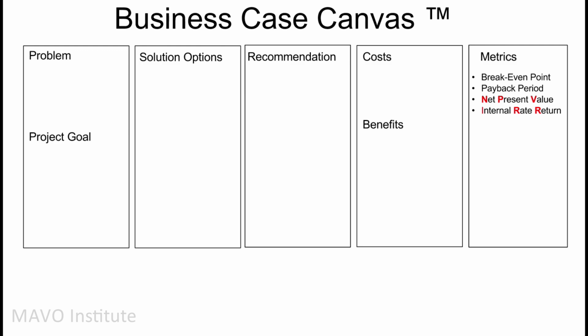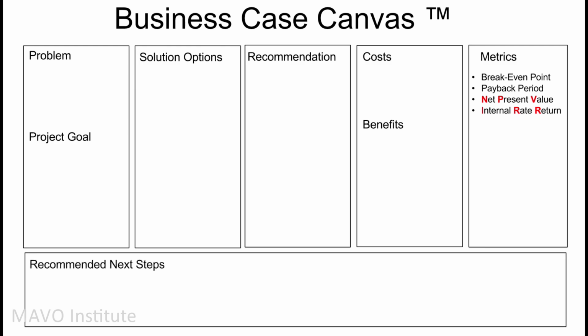The final component you want to include in the business case are the next steps. For example, kick off the project with senior stakeholders to review the project charter and identify internal core team and subject matter experts. So let's just recap what we covered.